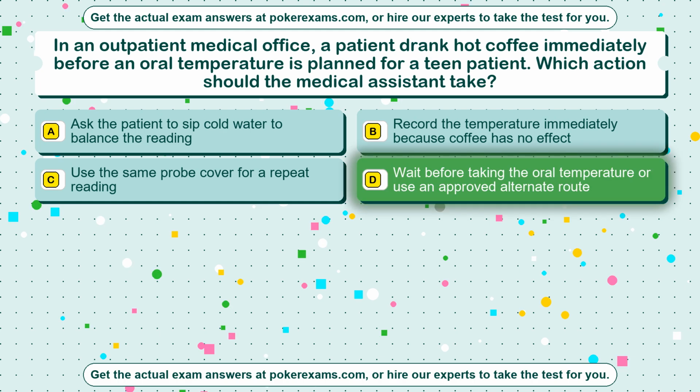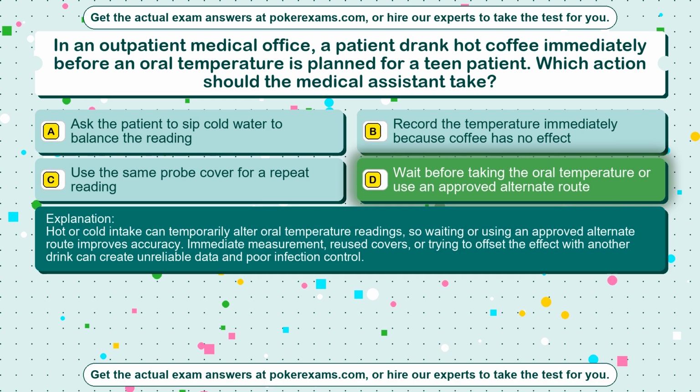Wait before taking the oral temperature or use an approved alternate route. Hot or cold intake can temporarily alter oral temperature readings, so waiting or using an approved alternate route improves accuracy. Immediate measurement, reused covers, or trying to offset the effect with another drink can create unreliable data and poor infection control.